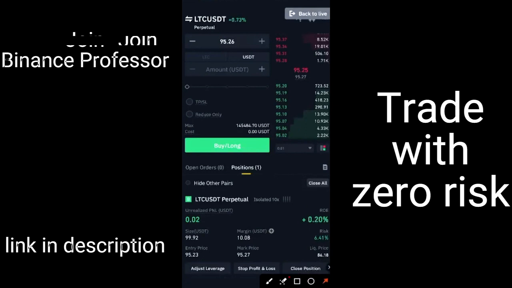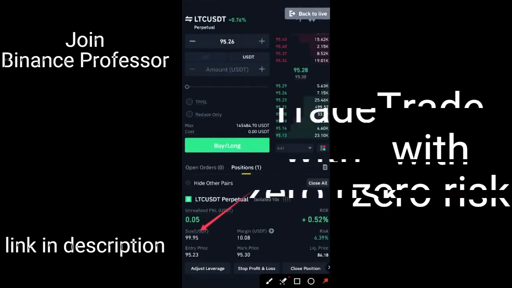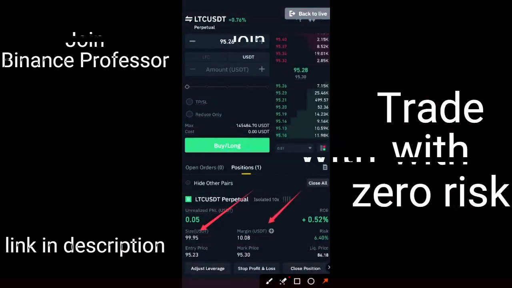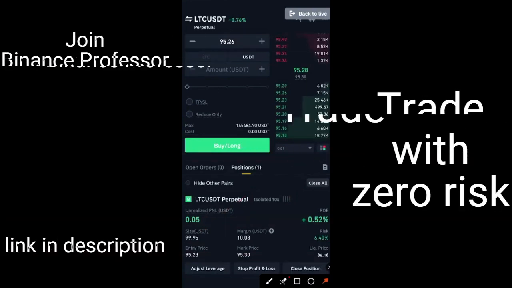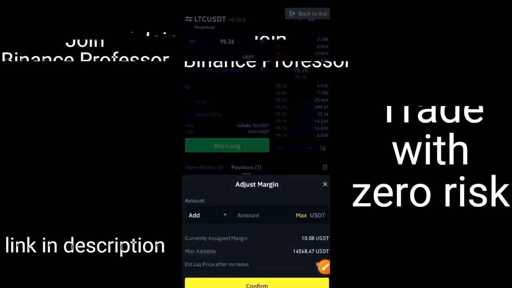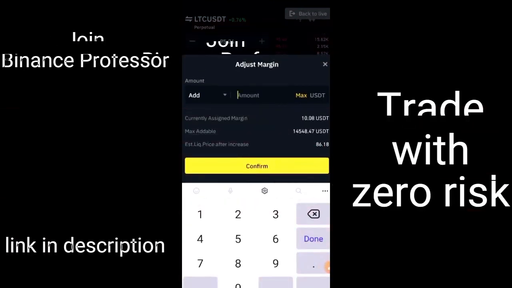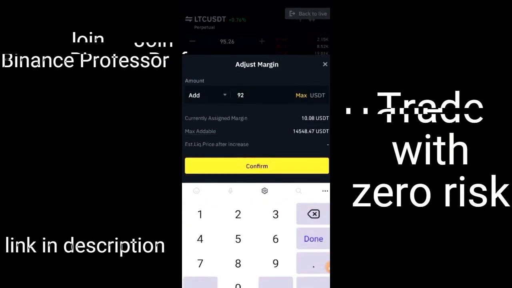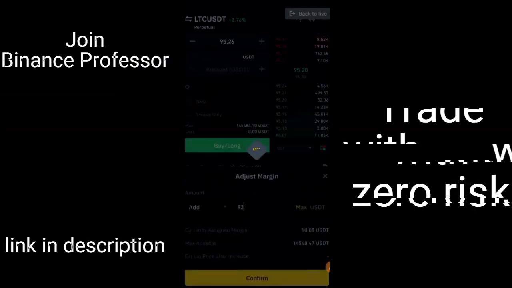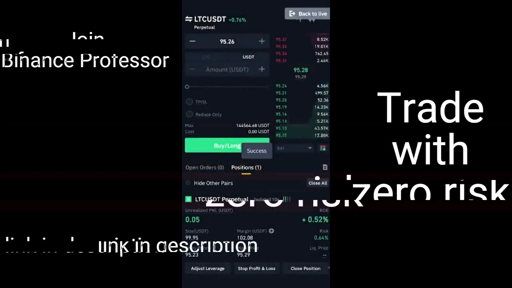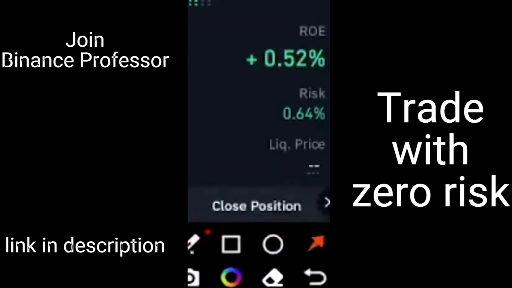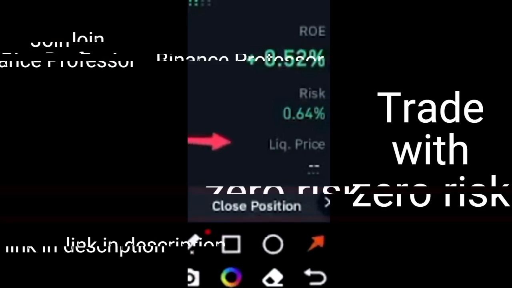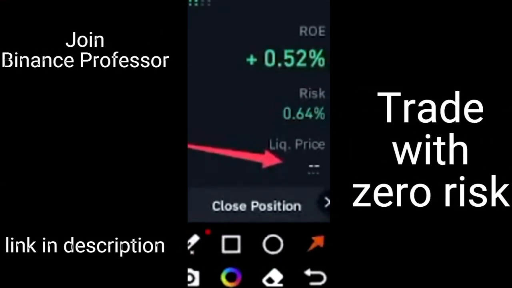Next, you need to choose how much margin you want to allocate for the trade. You can select a percentage of your total margin balance, and Binance will automatically calculate the maximum position size you can take based on your selected leverage. Once you have allocated your margin, you can enter your trade as usual. But with Isolated Margin Mode enabled, you won't have to worry about liquidation prices anymore. Even if the price of the asset moves against you, you'll only lose the amount of margin you allocated for the trade. And that's it.